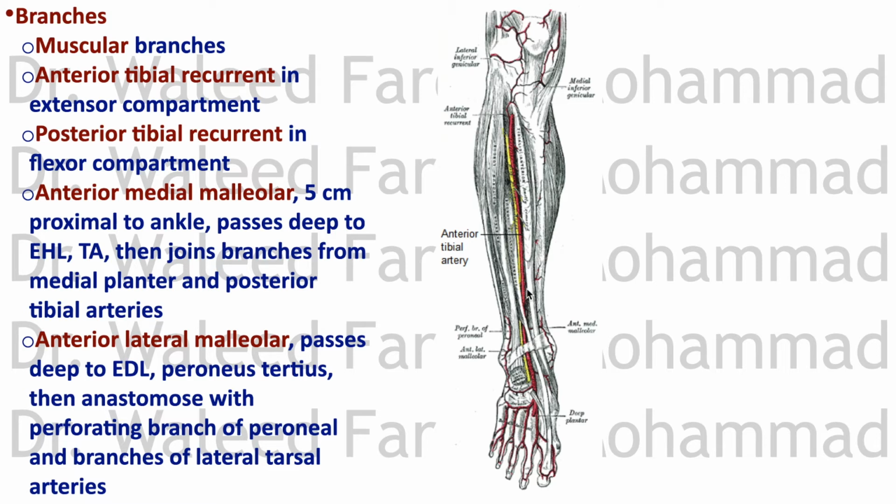It gives the anterior medial malleolar artery proximal to the ankle joint, which passes deep to extensor hallucis longus and tibialis anterior, then joins branches on the medial side, which are branches from the medial plantar and posterior tibial arteries. The anterior lateral malleolar on the lateral side passes deep to the extensor digitorum longus and peroneus tertius, then anastomoses with arteries on the lateral side, like the perforating branch of peroneal artery and branches of the lateral tarsal artery. Okay?